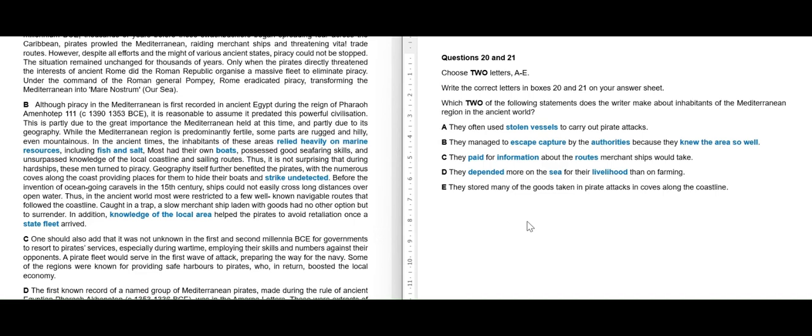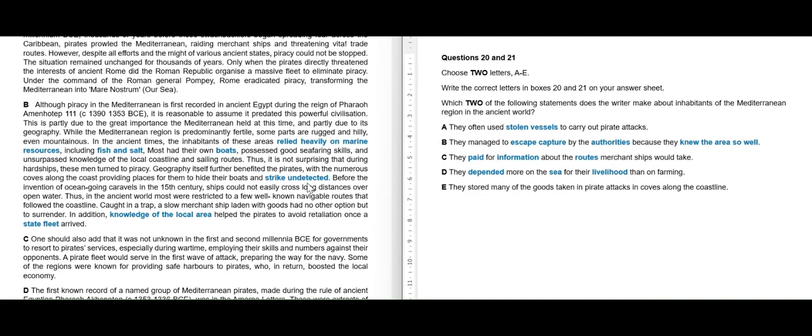Option B. The keywords in this option are escape, capture, authorities, and new area so well. The phrase strike undetected is synonymous to escape, capture. The pirates were not detected, which means they escaped or could not be captured.